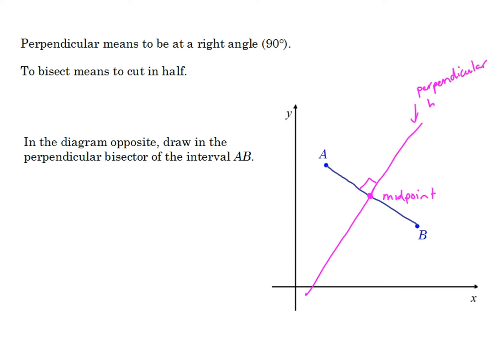So we'd need to find the midpoint, and we'd also need the gradient. We can find the gradient because the lines are perpendicular. So we can find the gradient of AB, then take the negative reciprocal to find the perpendicular gradient. At that point, we'll have a point and the gradient, and so we can then go on to calculate the equation of the line.